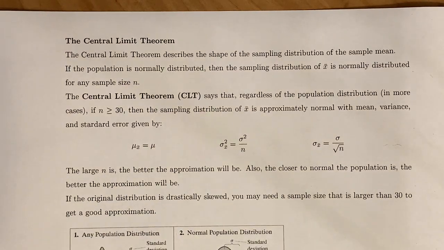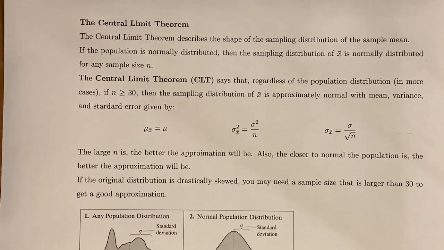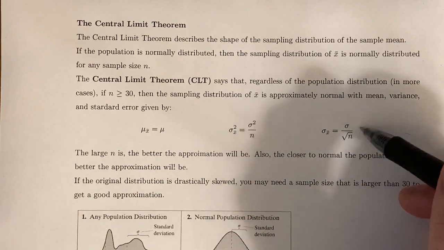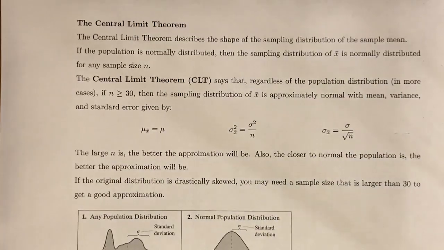The variance of the sampling distribution is equal to the variance of the population divided by n, which is the sample size that you're taking. And then the standard deviation of the sampling distribution of the sample mean, which is called the sampling or standard error, is going to be the standard deviation divided by square root n.